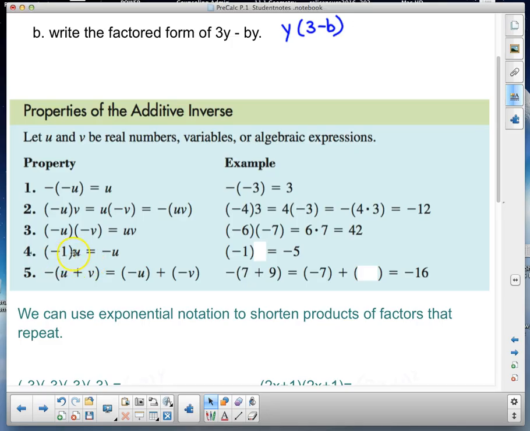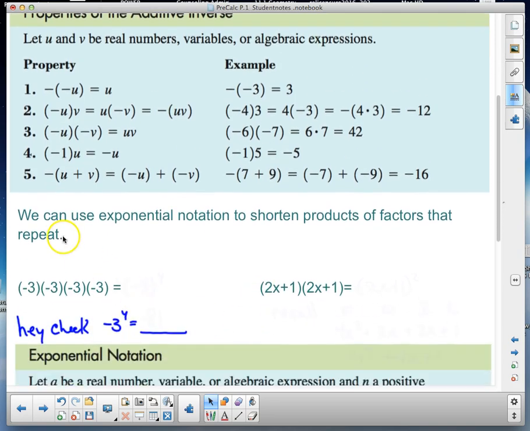The negative 1 times u is equal to negative u. Negative 1 times 5 is equal to negative 5. And the opposite of u plus v is the opposite of u plus the opposite of v. So the opposite of 7 plus 9 is equal to the opposite of 7 plus the opposite of 9, and it's still negative 16. We can use exponential notation to shorten products of factors that repeat.